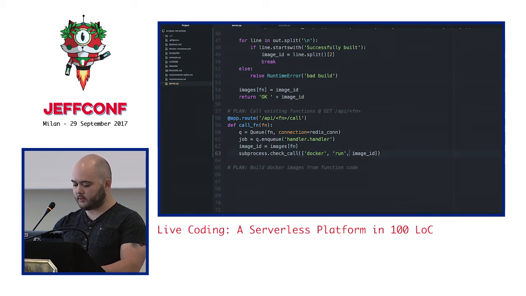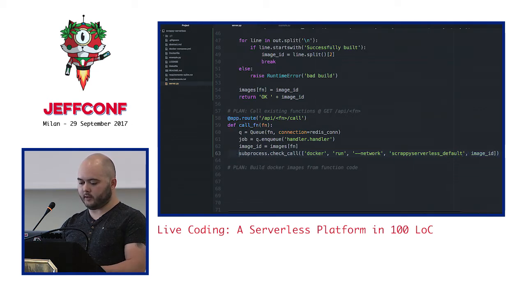And I'm missing an argument. I need to make sure that it's running on the particular network here. So I'm using Docker Compose. Docker Compose sets up a network for the application.